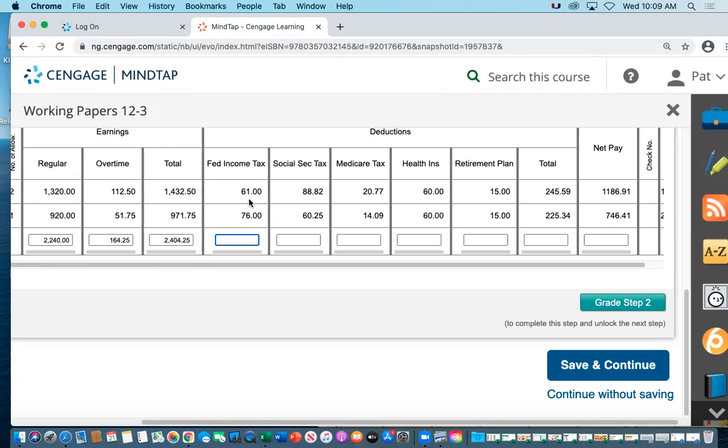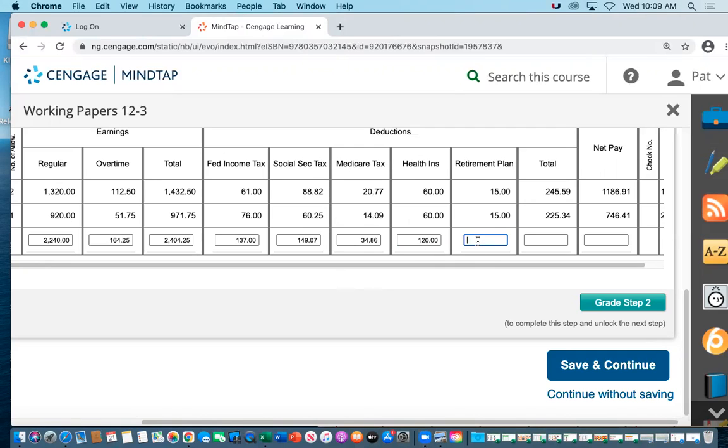Then we go to 12.2 stuff, federal income tax. We add those up, 137. We add the Social Security up, 149.07. We add up the Medicare tax together, 34.86. So that's kind of like 12.2. We're in this form, the payroll register. You don't need a calculator.